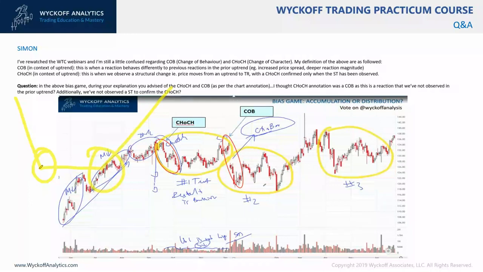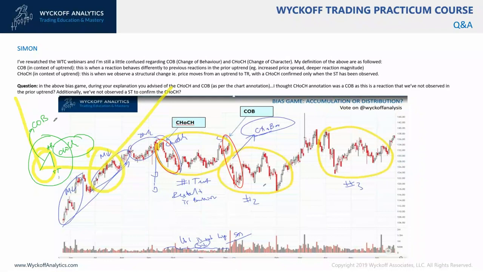And it was not a change of behavior. It was not a single rally. It had to be confirmed by some kind of test. So therefore, we had an automatic rally and secondary test as a structure of the change of character process itself. This is a true change of character. Having said this, on the automatic rally, we are going to have a change of behavior.